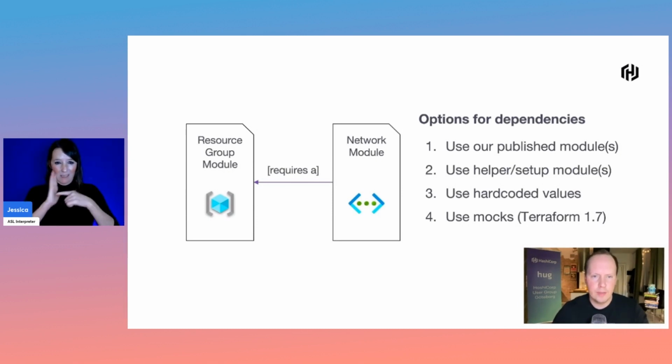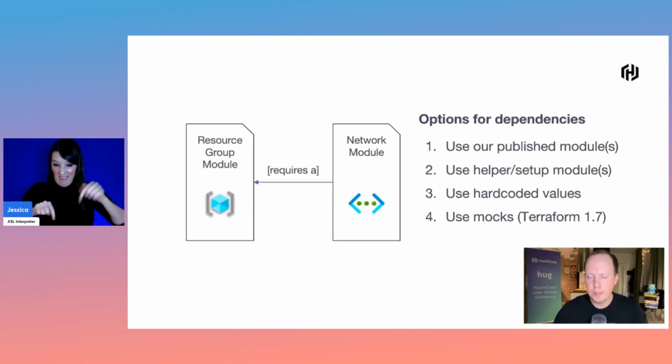We have the network module, which requires the existence of a resource group. This is common when you're working with Azure. I mentioned that the resource group must exist, and all of your resources are placed inside of resource groups. So when it comes to dependencies like this, you have a number of options.